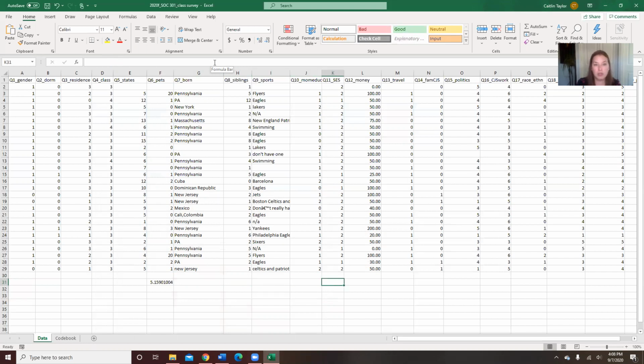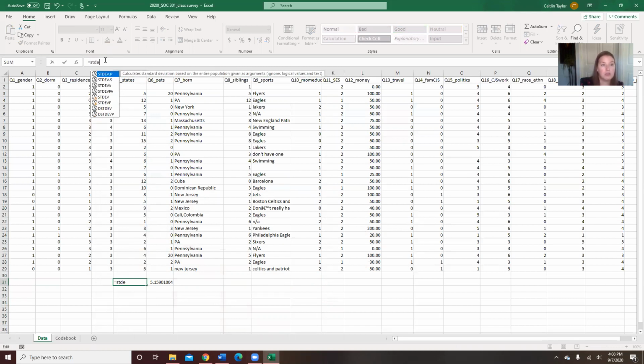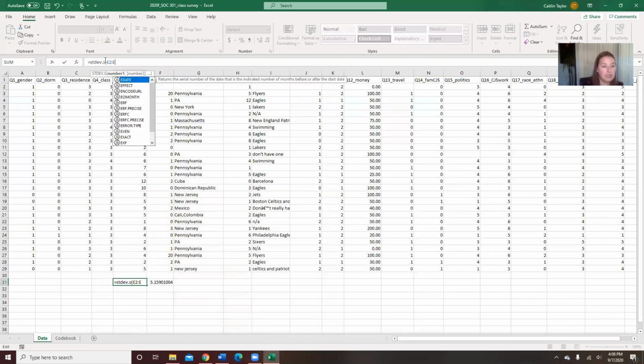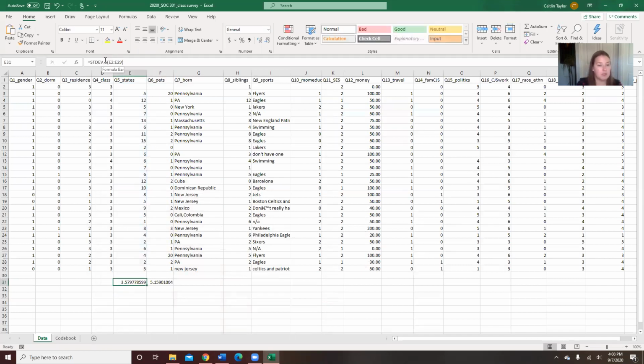And the other one then is states. So here we're looking at column E. And again, equals STDEV.S, tell Excel what range we're looking at, E2 to E29. And that gives us a standard deviation of 3.57-ish.